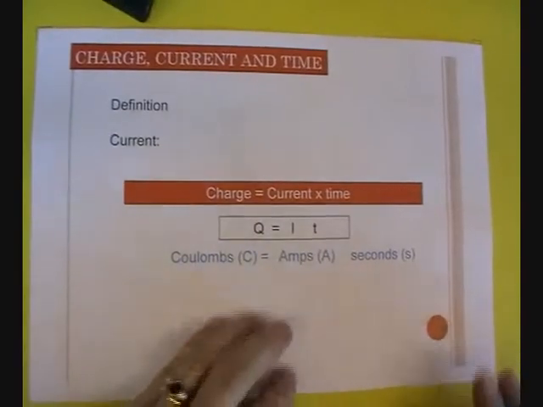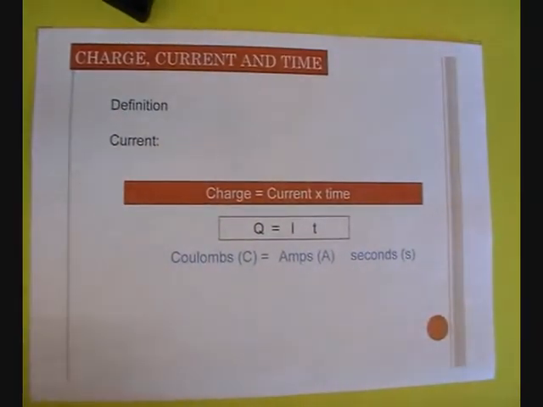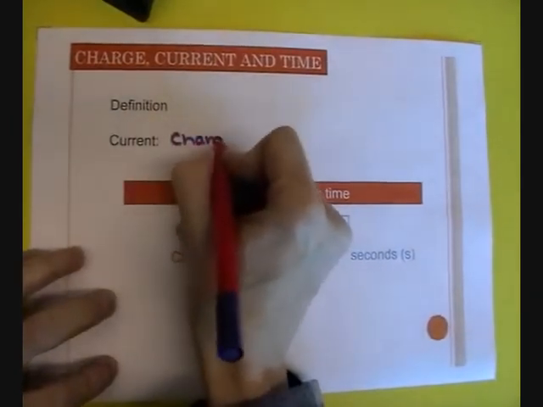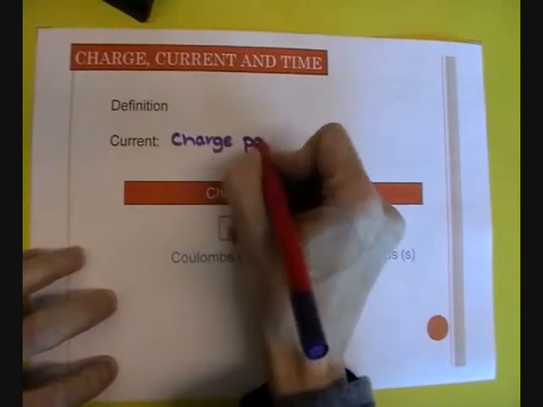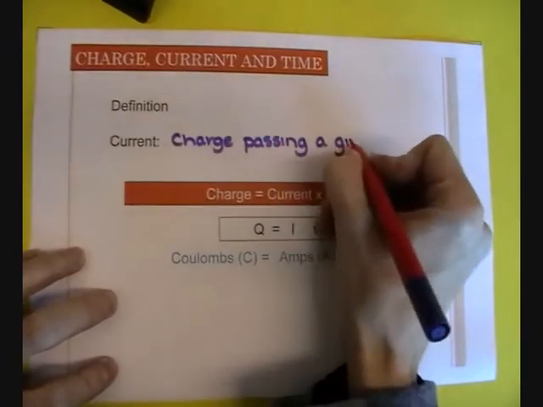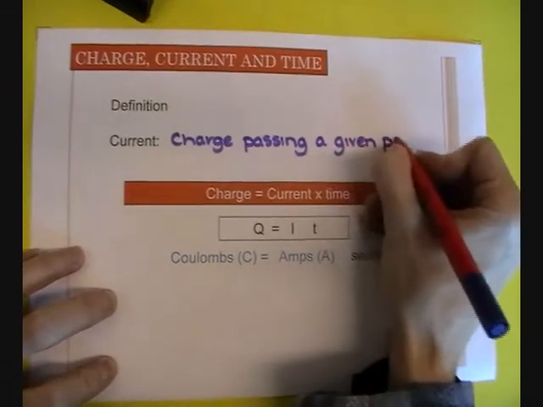So the first thing we need to learn here is a definition of current. And current is the charge that passes a given point or a point every second.